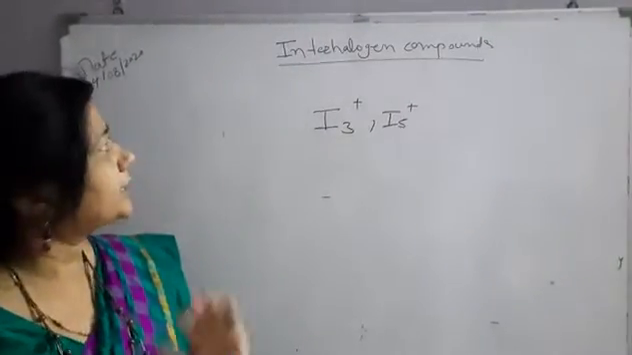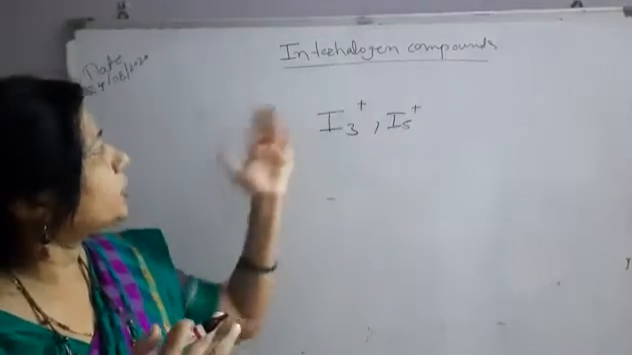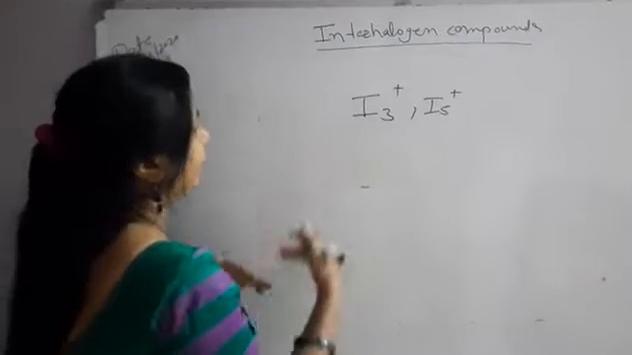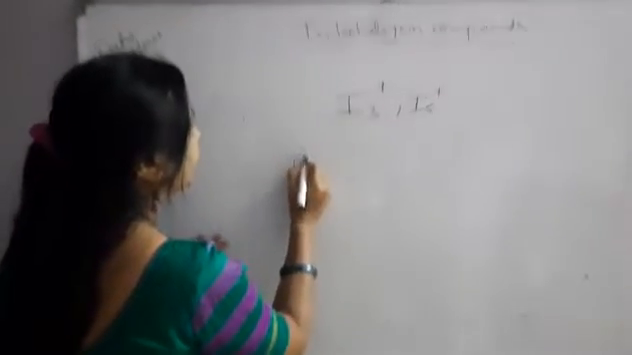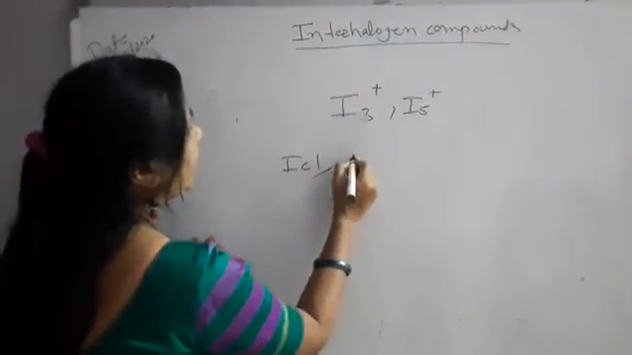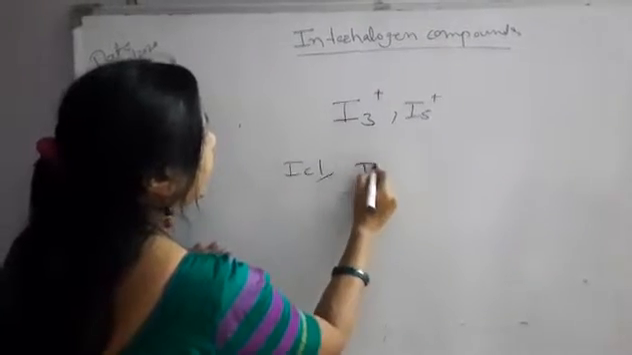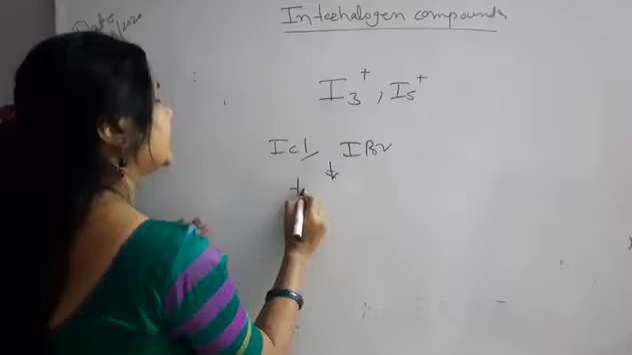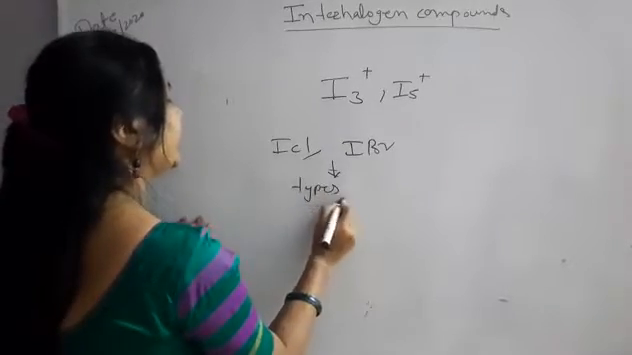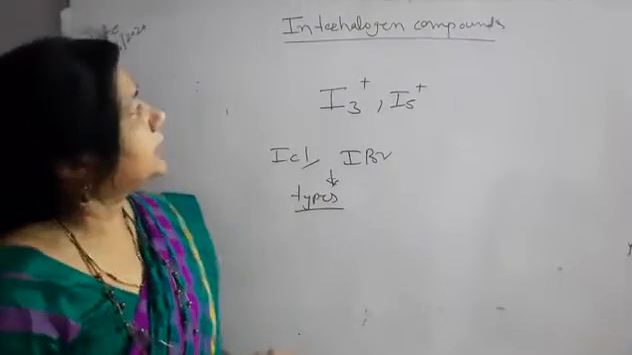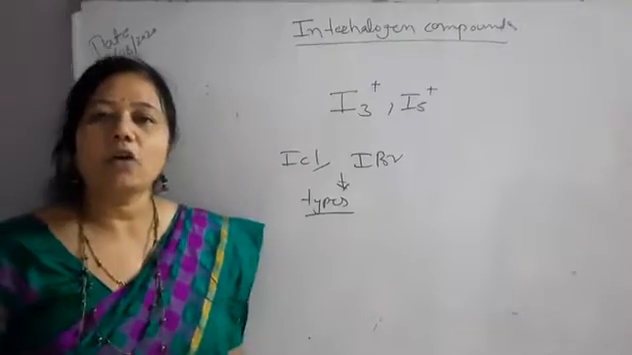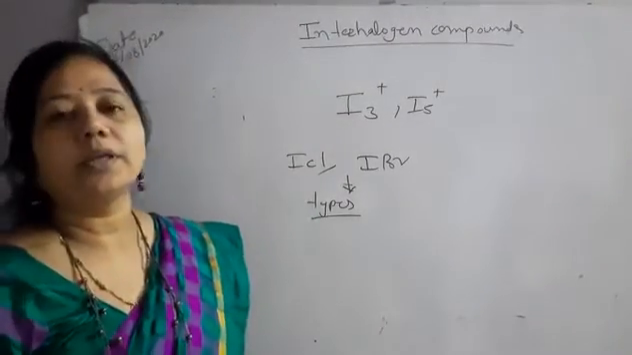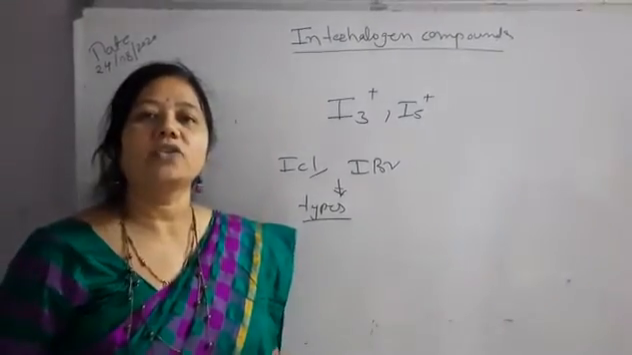The next part is the interhalogen compound, which is a compound formed between various halogens, for example ICl and IBr. Its types will be discussed later in detail. So students, this is about the basic property of iodine, and in the next part we will discuss the different types of interhalogen compounds.